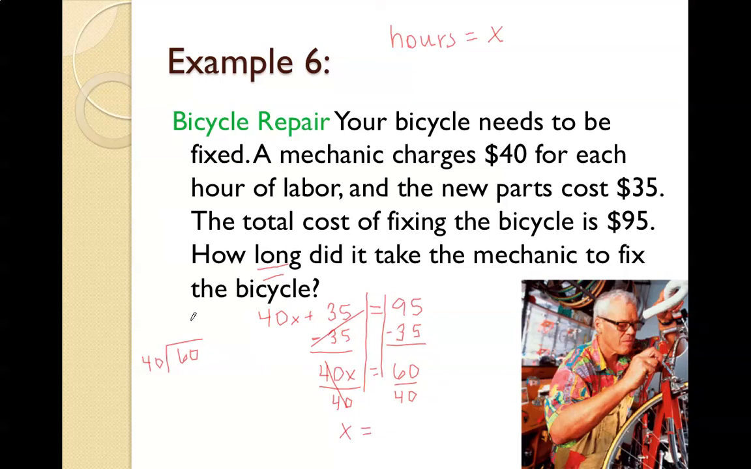40 goes into 60 one time. 60 minus 40 gives me 20. I need to bring down a number, but there's nothing there, so I can add a decimal and bring it up. Now I can add a 0. So how many times is 40 going to 200? 5 times. So my answer is x, which represents hours, equals 1.5, and let's not forget our units, so 1.5 hours, so an hour and a half.